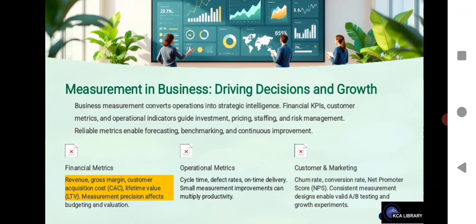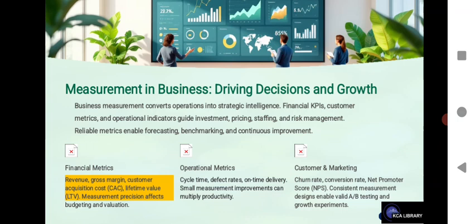Now, there are three major areas where businesses make use of measurement. We have financial metrics, which concern revenue, gross margin, customer acquisition cost, and lifetime value. Then operational metrics, which talk about defect rates, on-time delivery, and cycle time. Then customer and marketing metrics, like conversion rate and net promoter score. Consistent measurement design enables valid A/B testing and growth experiments.